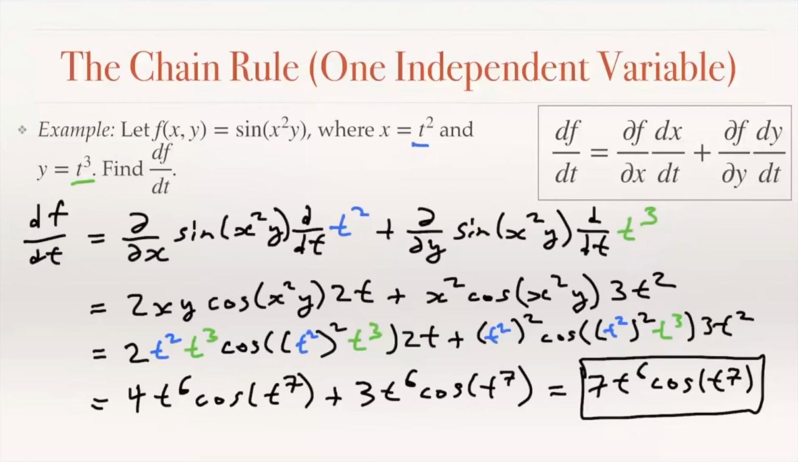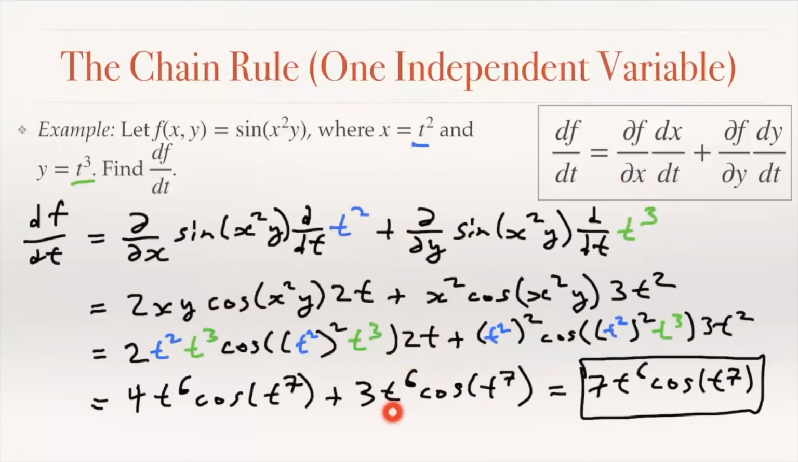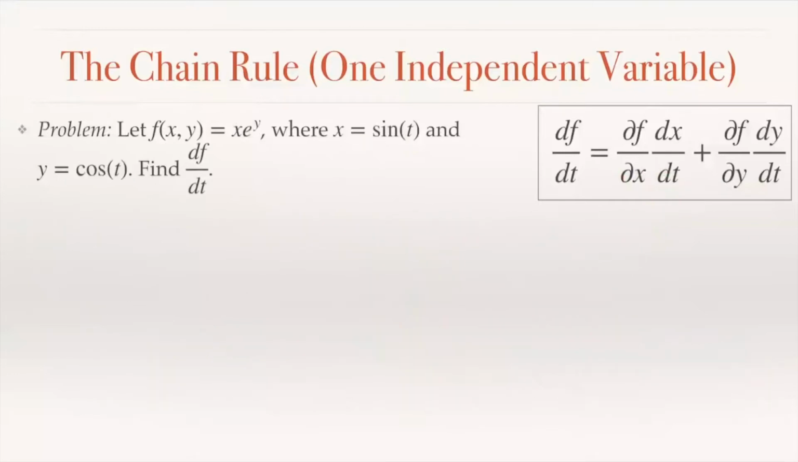So clearly in this case, this method is longer, but I wanted to illustrate the method and how it's the same as what we get with direct substitution. And in other cases, this method will be quicker, especially if we can't do a direct substitution, which might happen sometimes. So go ahead and try your hand at this using the multivariate chain rule rather than direct substitution.